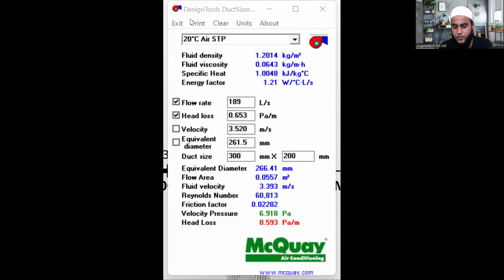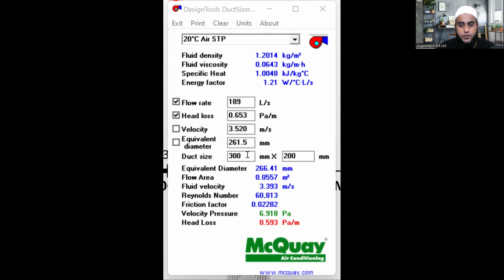Now, 300 by 200 is how much? Sorry, 200 by 300 is how much? 0.66. So the aspect ratio value is coming less than 1. Always we have to maintain the aspect ratio value between 1 to 4. So here, if we maintain the constant height in the main duct, the problem is that the aspect ratio is not satisfying.